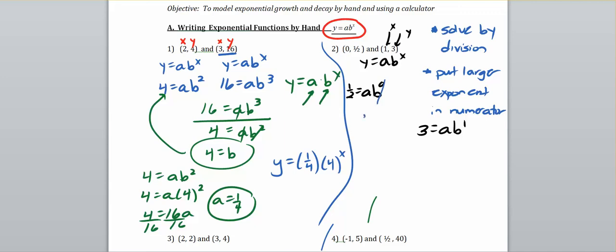What's really great about this problem is I'm actually already done solving for one variable, because my a is just 1/2. b to the 0 is 1, so a times 1 is just a, and I have that answer. So the only thing I need to do is find my b.